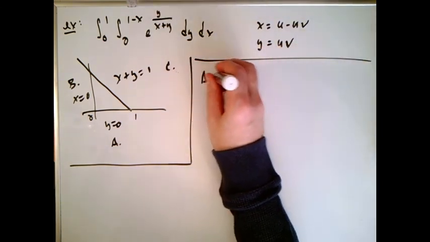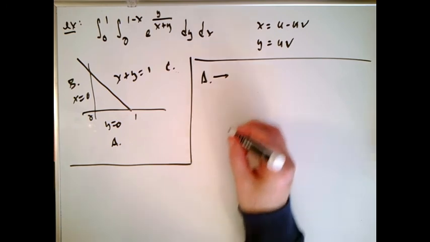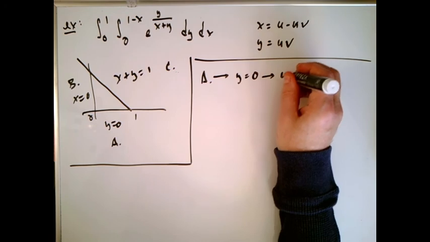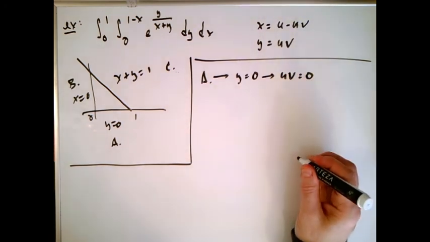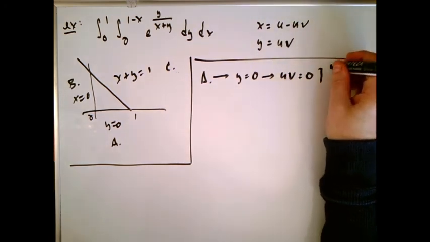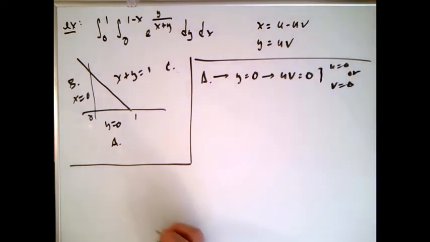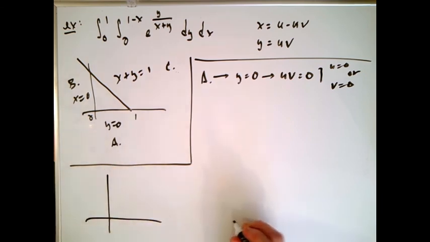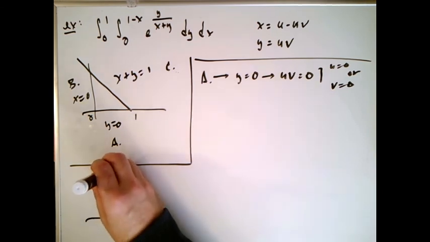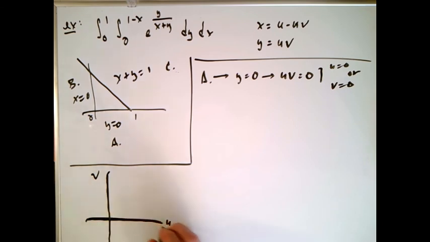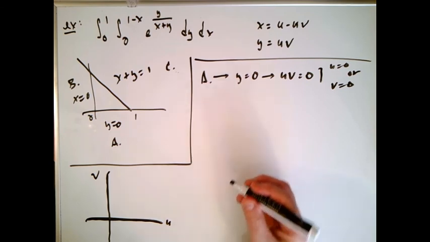So side A becomes what? Well, instead of y equals 0, I get uv equals 0. Now remember, uv equals 0 means that u equals 0 or v equals 0. So if I'm going to start over here, over in the uv plane, I'm going to put that u over v. If u equals 0, I have the whole v axis. If v equals 0, I have the whole u axis. So that's actually what happens to that one side. It turns into these two sides. Clearly not a linear transformation.